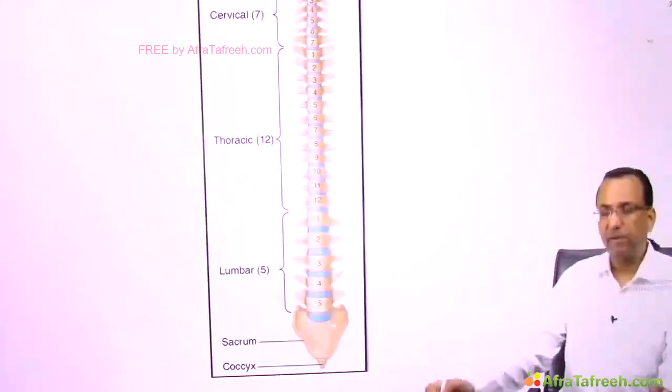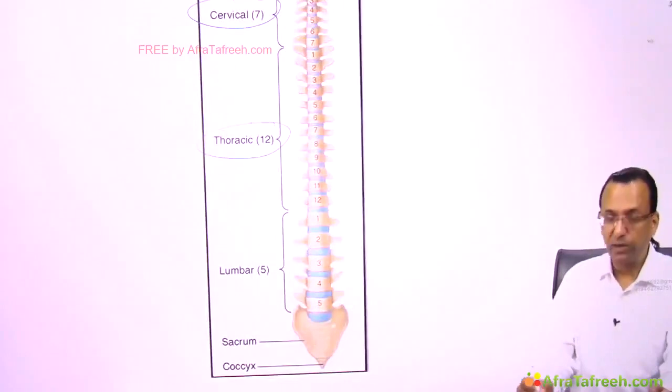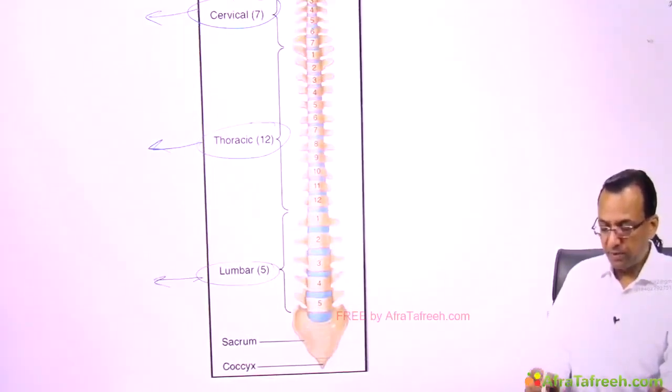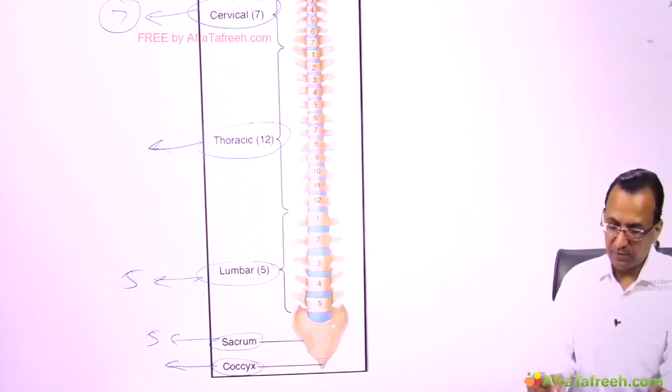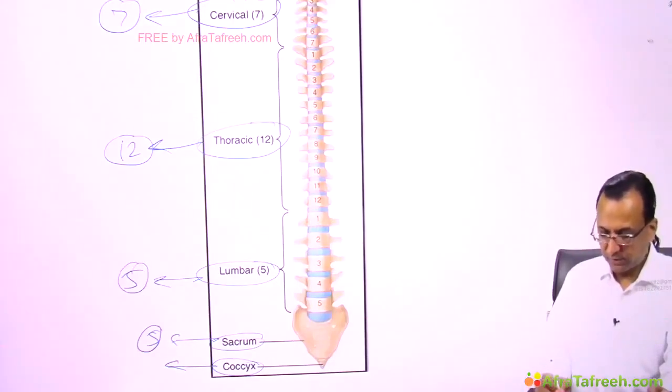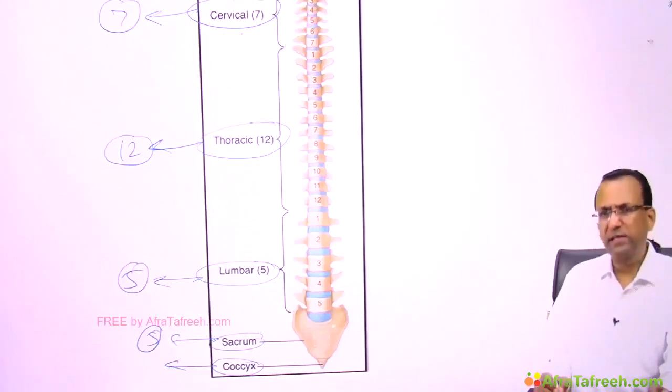This is cervical vertebra 7 and thoracic 12. Tell me about the curvatures. 5 lumbar, 5 sacral. So 7 cervical, 12 thoracic, 5 lumbar, 5 sacral, and how many coccyx? Coccyx varies. Somebody will have a long tail, somebody will have a short tail, but usually 4.